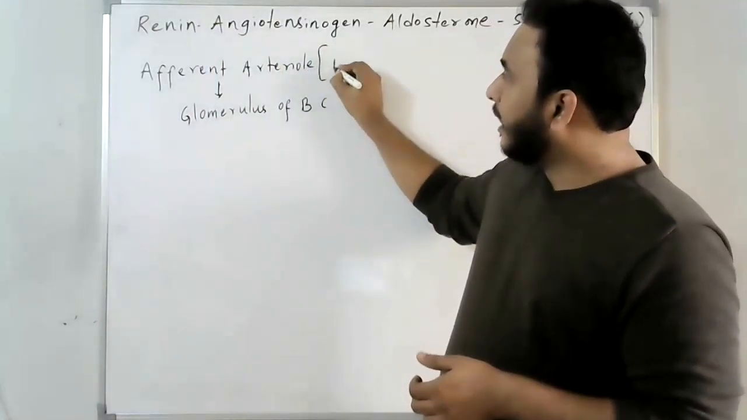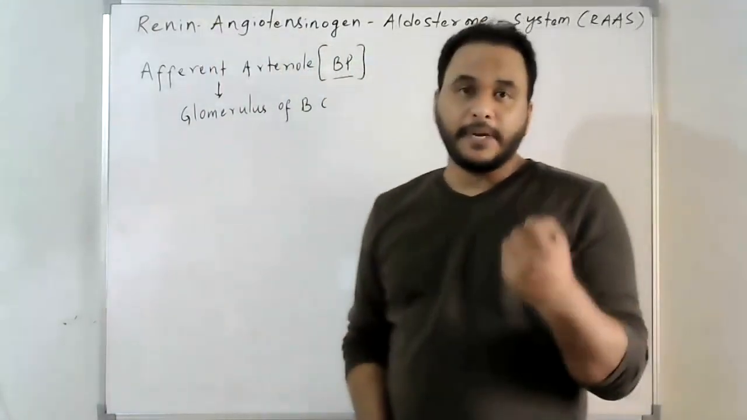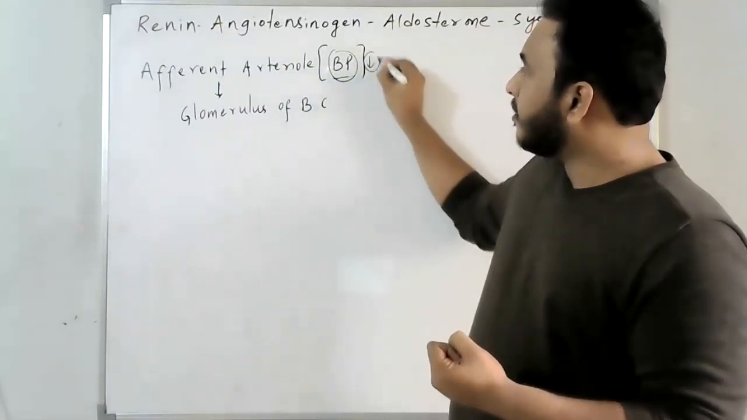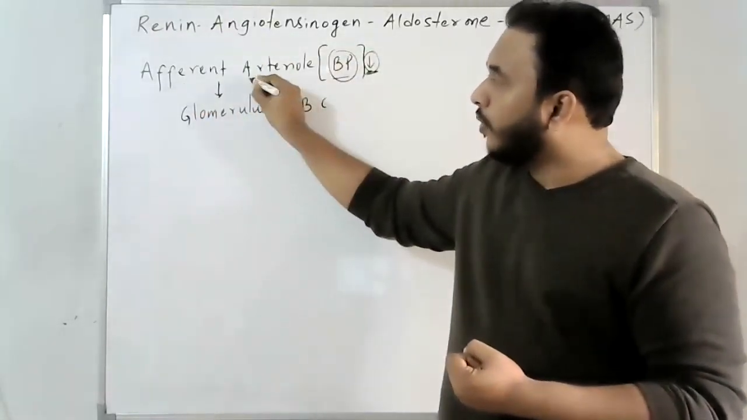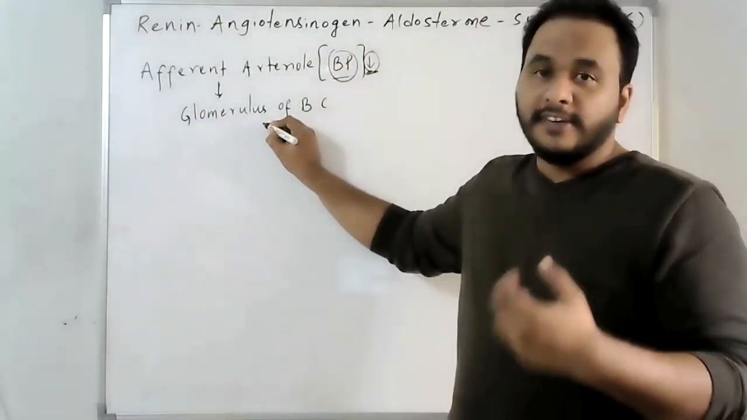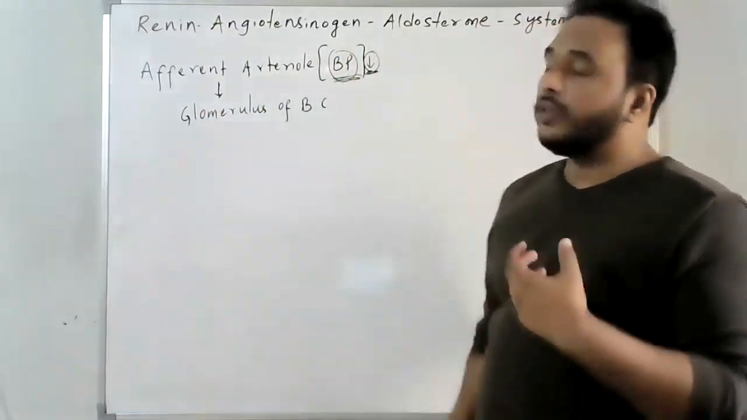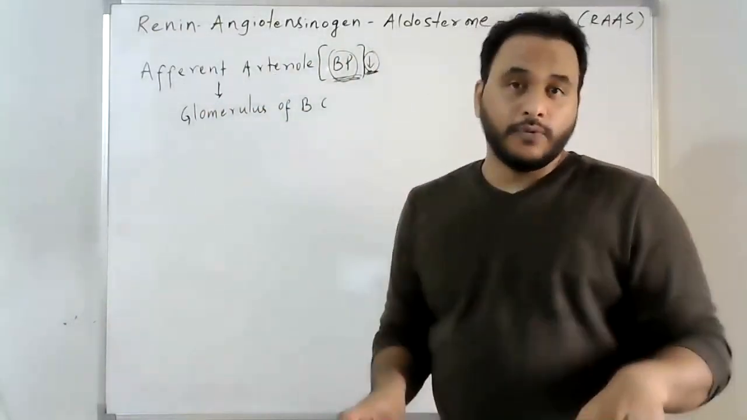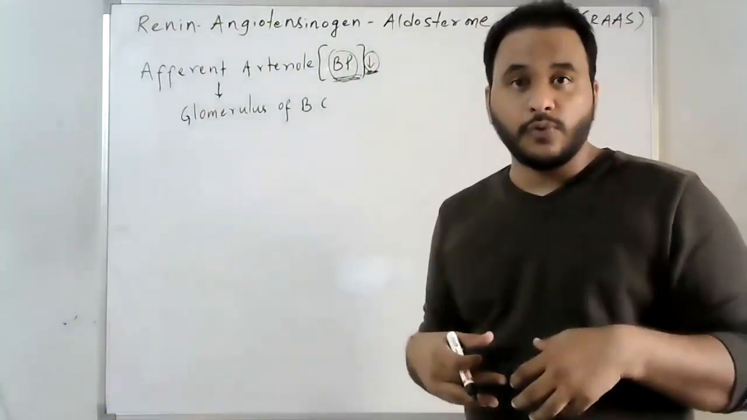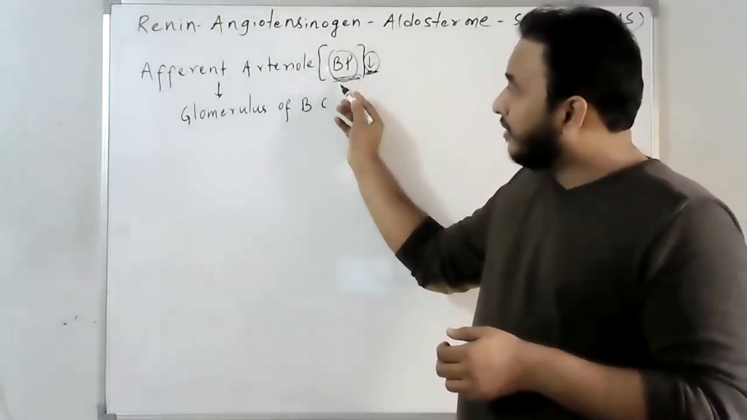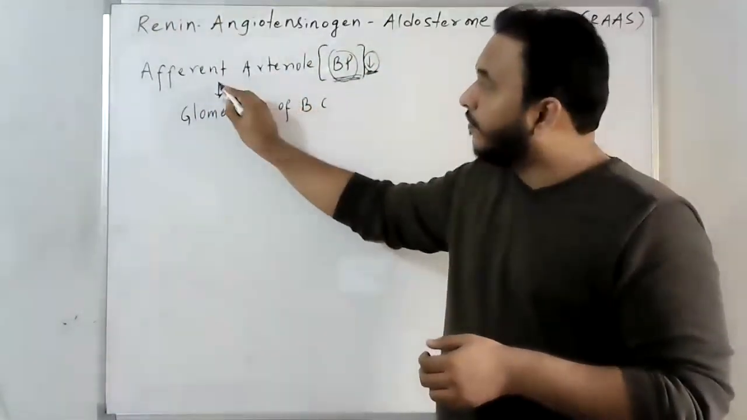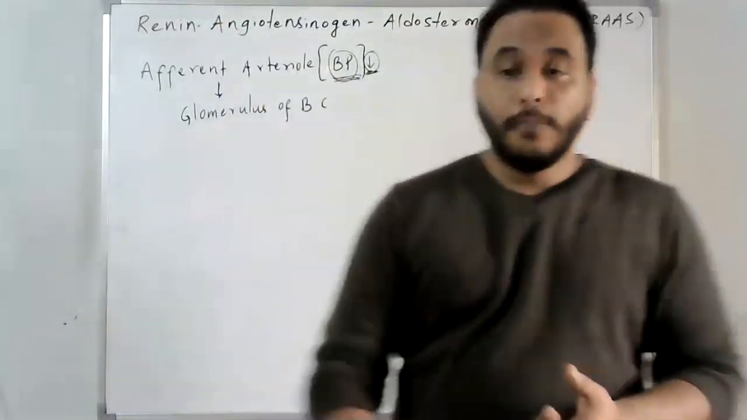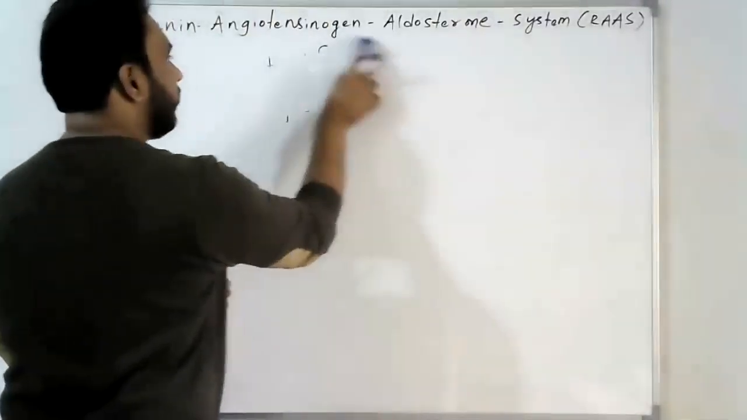And a certain blood pressure should be maintained. A certain blood pressure is required to pump the blood into the glomerulus. If the blood pressure is less, this afferent arteriole cannot fill the blood into the glomerulus in sufficient amount. Then we may get a question, how will this blood pressure be less? This blood pressure is less because the body fluid volume is less. When the body fluid volume is less, there will be less blood pressure, and this leads to the inefficiency of the afferent arteriole to bring blood into the glomerulus in sufficient amount. So when body fluid volume is less, this will happen.